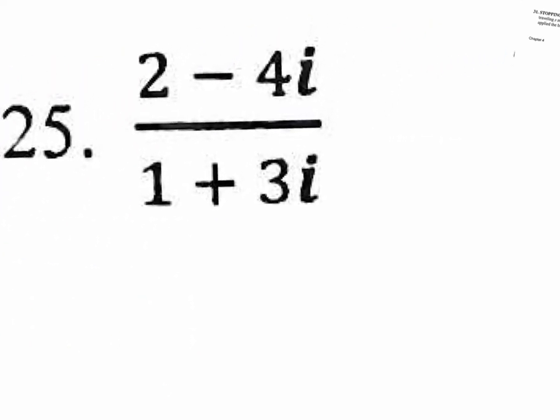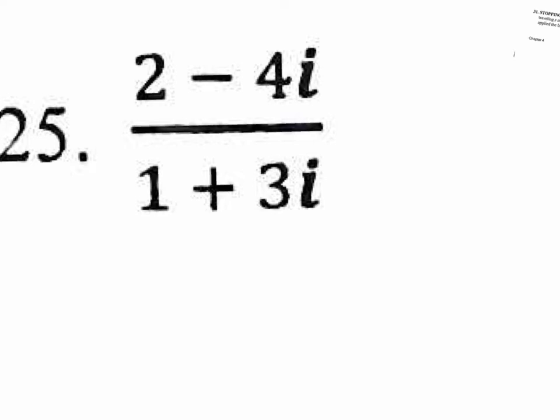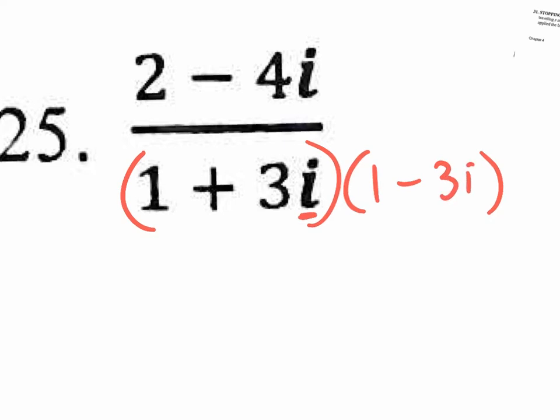And number 25, we need to multiply. To get rid of this i, we need to multiply it by the entire binomial, but the conjugate of it. So we're going to multiply by 1 minus 3i. When you multiply a binomial by its conjugate, the middle terms disappear and the i's disappear. So up on top, we also need to multiply by the same conjugate, 1 minus 3i. Whatever you do to the bottom, you must do to the top.